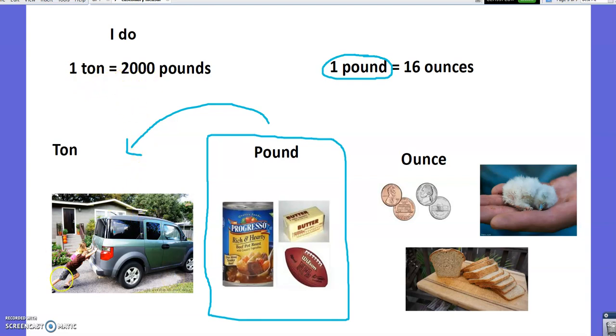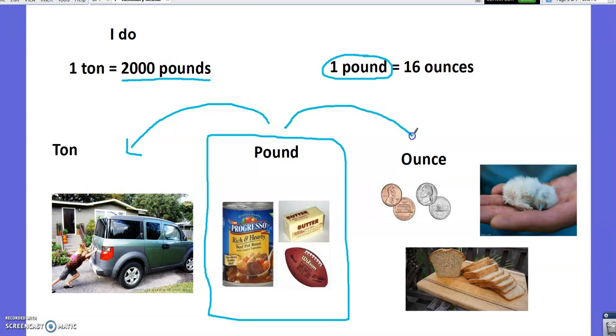So we might measure something like the weight of a car in tons. I think cars typically weigh about 2 tons, not 1. A small car like mine might only weigh 1 ton. I don't know. But very, very big things you might weigh in tons. But again, you're talking 2,000 pounds to make a ton. So they're a big, big, big unit.